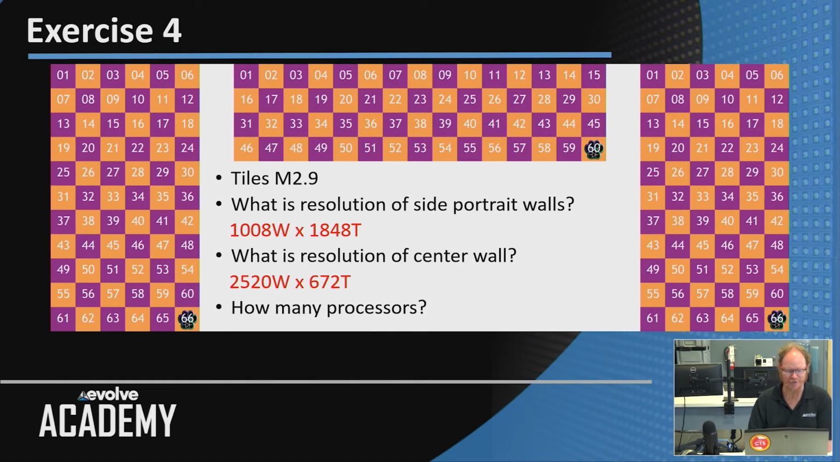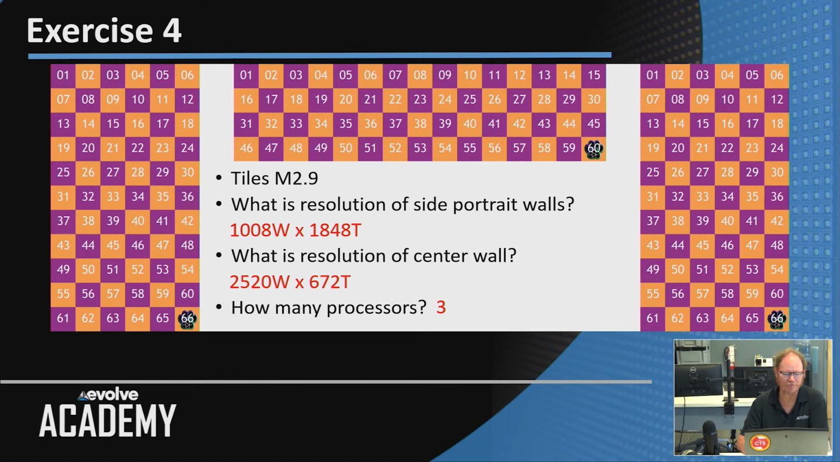How many processors do you need? 3. And to do this, because these are 1848 tall by 1008 wide, well, if those were rotated 90 degrees, they'd be underneath 1920 by 1080, so they're a single output. So that we know that even rotated, that's going to fit into an HD pixel space, not even a capacity 2 pixel space, or capacity 1 pixel space.